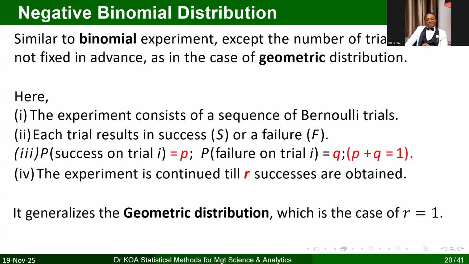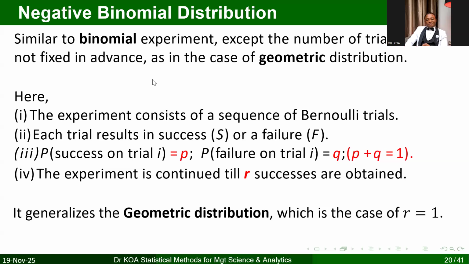The negative binomial distribution is a generalization of the geometric one we just did. It's very similar to binomial, except that the number of trials is not fixed in advance. Because when you look at the geometric distribution, the number of trials is not fixed either, and here, the number of trials is not fixed.